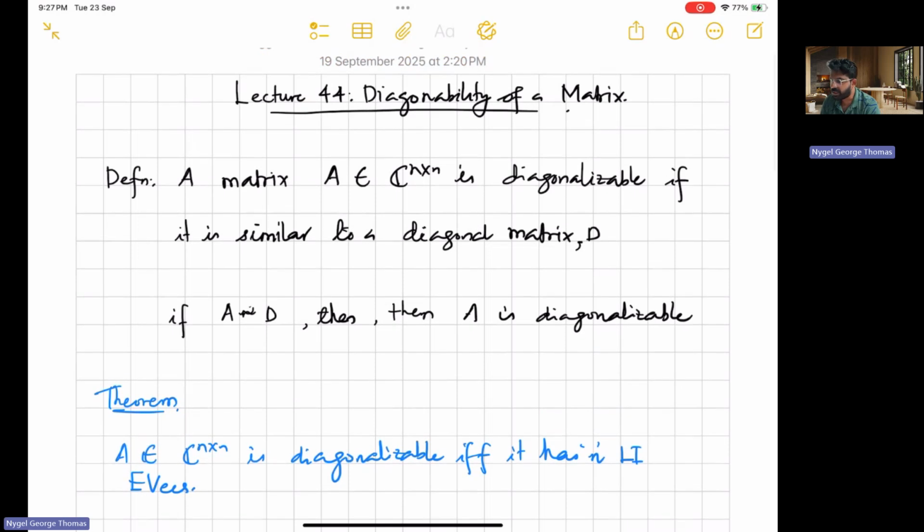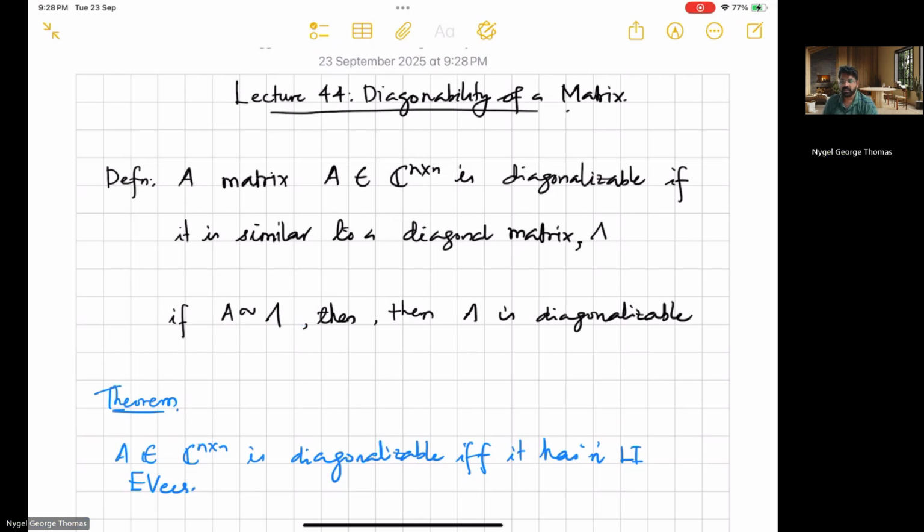Now let's look at another important concept, which is known as diagonalizability of a matrix. A square matrix is diagonalizable if it is similar to a diagonal matrix, which we denote by capital lambda. If a matrix A is similar to a diagonal matrix, then it is said to be diagonalizable.